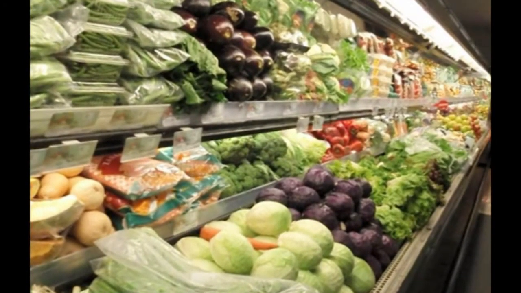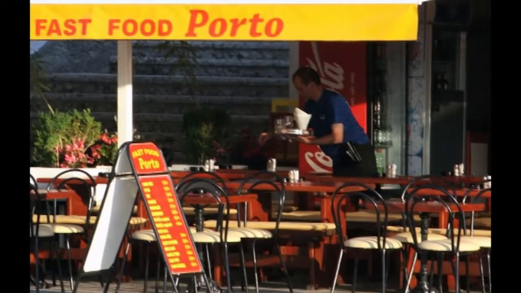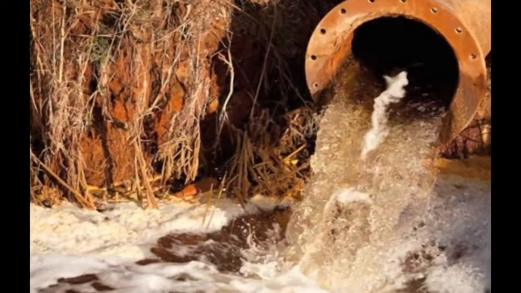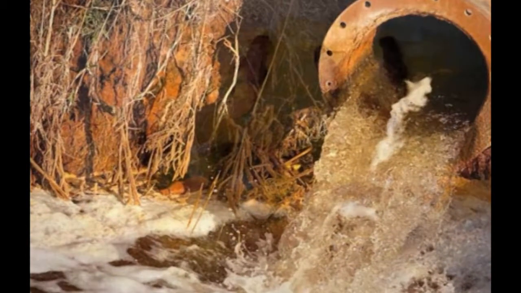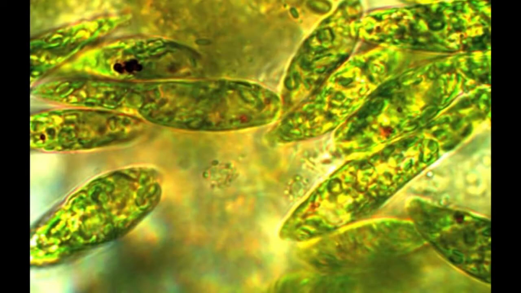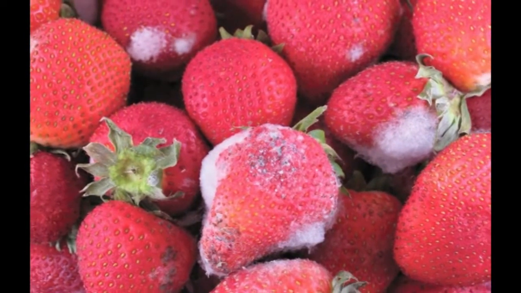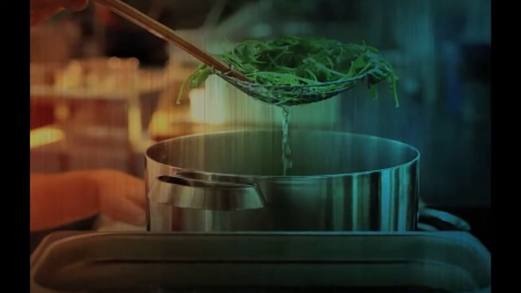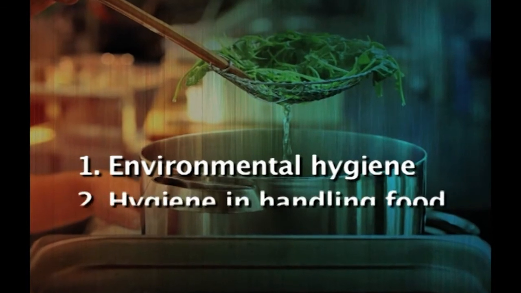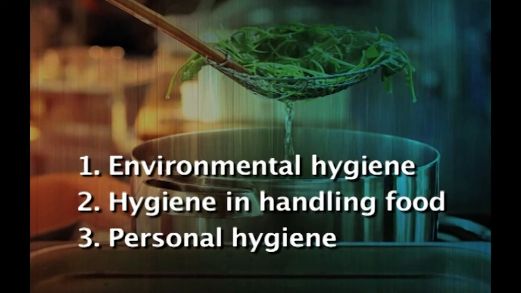It is always essential that the food service establishment should not be nearer to areas where you have drainage water accumulating and resulting in the development of different insects and microorganisms. These insects and microorganisms play an important role in causing the spoilage of the food materials. Hence, the three important aspects that should be considered are the environmental hygiene, hygiene in handling of the foods, as well as the personal hygiene. These three are the most important things.